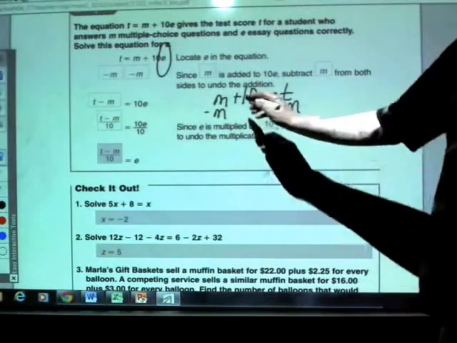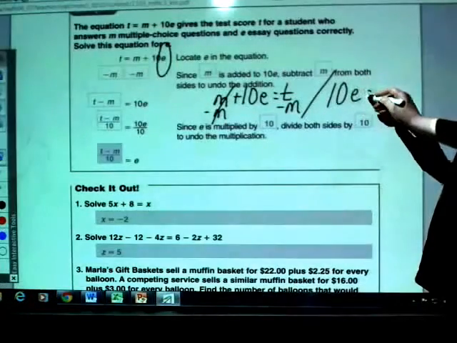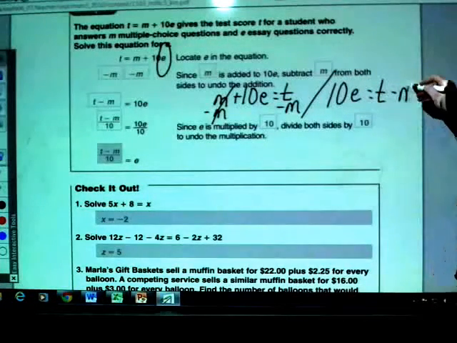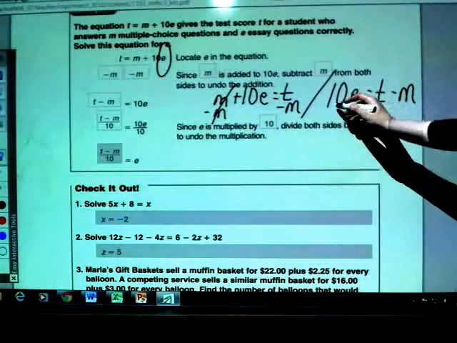So I do that, and I've got 10e equals t minus m. Getting there, but now I've got to get the 10 kicked out of the way because, again, I just wanted to say e. Well, this is a multiplication question now. So I'm going to solve that by dividing.